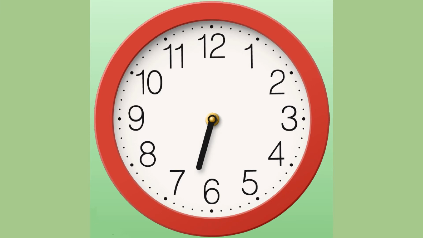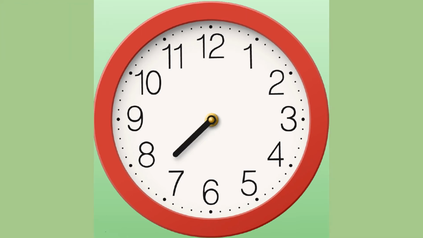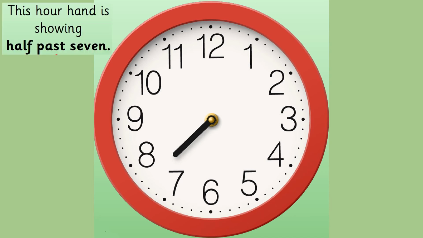How would you say this time? The hour hand is halfway past the 6. The hour hand is showing 6:30. So how would you say this time? Think about which hour the hour hand has gone halfway past. The hour hand is showing 7:30.